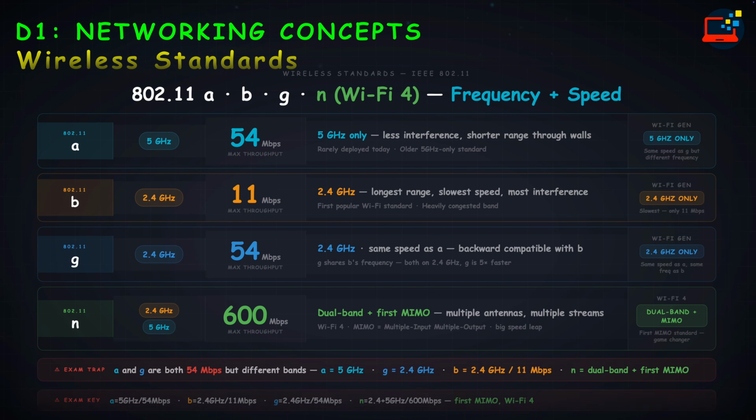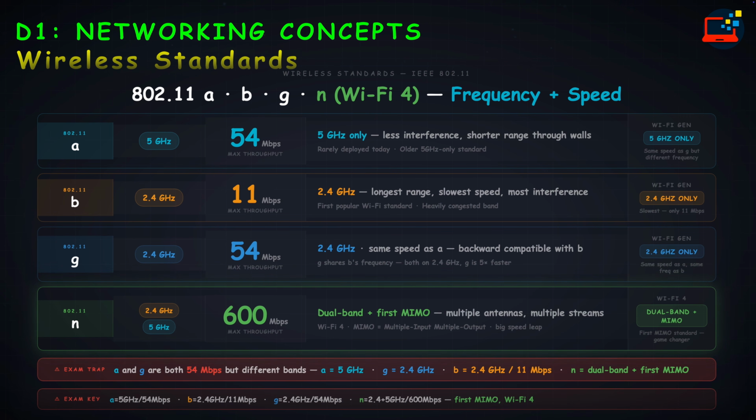The 802.11 wireless standards are heavily tested. 802.11a operates at 5 GHz with a max speed of 54 megabits per second. 802.11b operates at 2.4 GHz with a max of 11 megabits per second. 802.11g operates at 2.4 GHz with a max of 54 megabits per second.